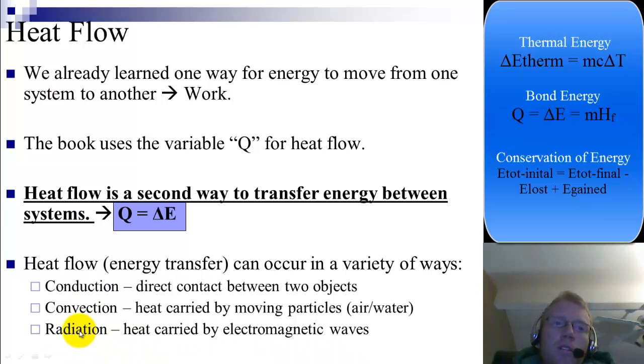The third mechanism by which heat can flow is called radiation, and this is electromagnetic waves. So anytime you stand outside and you put your arm in the sunlight and it feels warm, your arm is being heated because it's being hit by electromagnetic radiation, which transfers energy into your arm in the form of heat. We're going to talk about that a lot, but not until the second semester when we learn about electricity and magnetism. So for now, we'll just know that it's a method to transfer energy, but not very much about how it works. So again, work is one way to transfer energy, and now heat flow is a second way to transfer energy.